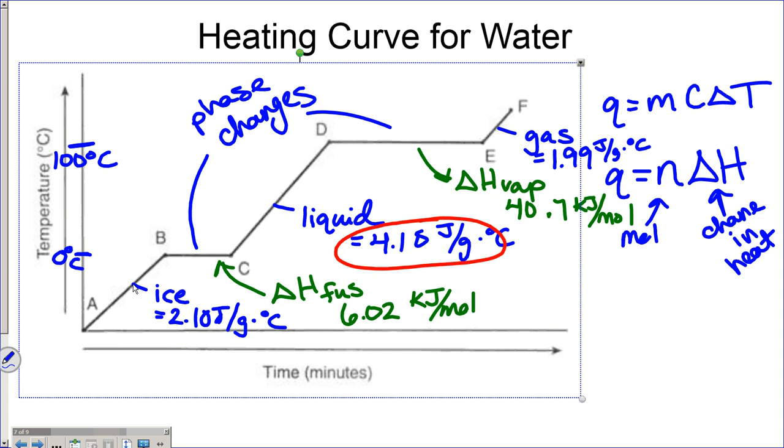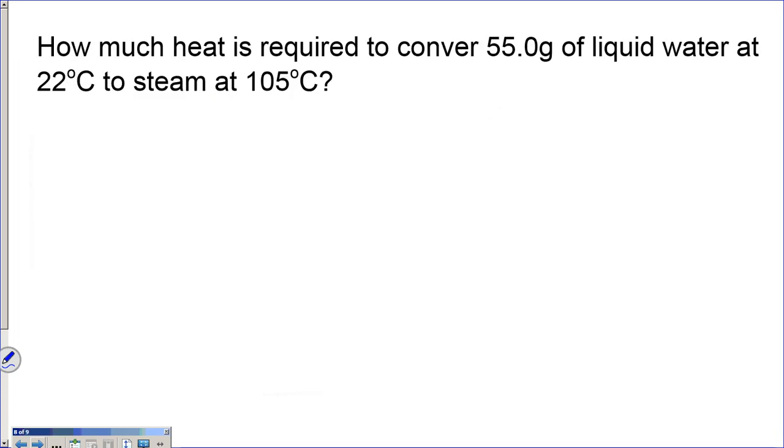So let's look at how to do a problem like this. If you remember back from Chem 1, we did several of these. We talked about figuring out where on that heating or cooling curve you're starting and where on that heating and cooling curve you're ending. So I'm going to write our two equations up here. Remember we had our Q equals MC delta T, and then we had our Q equals N delta H.